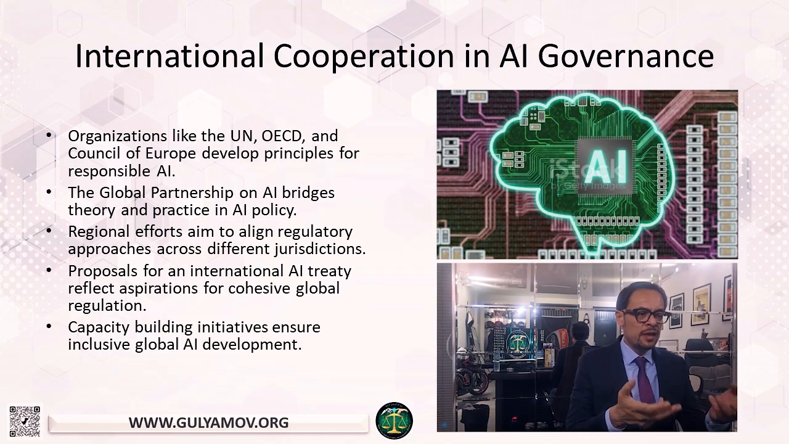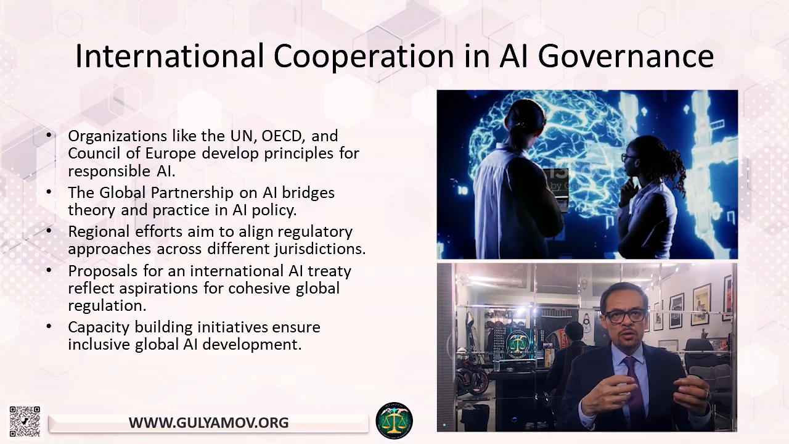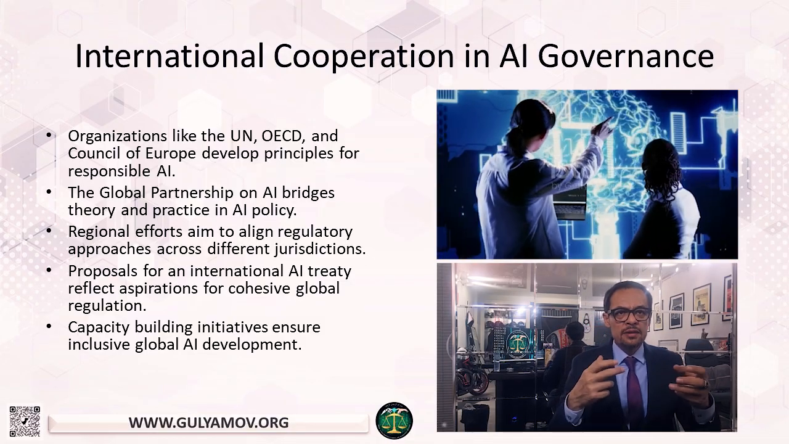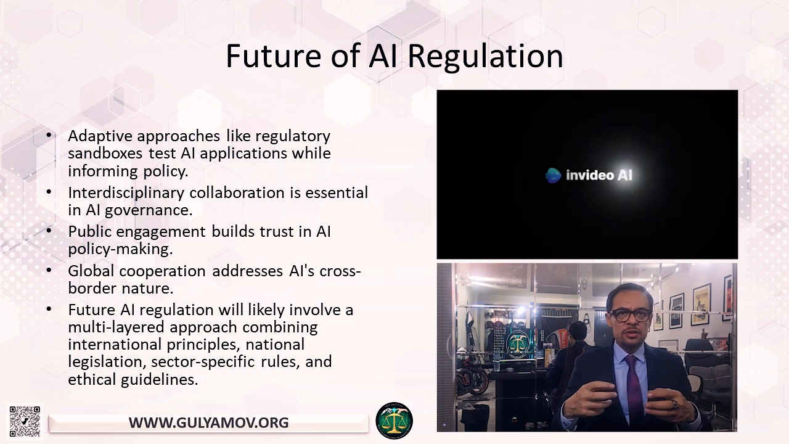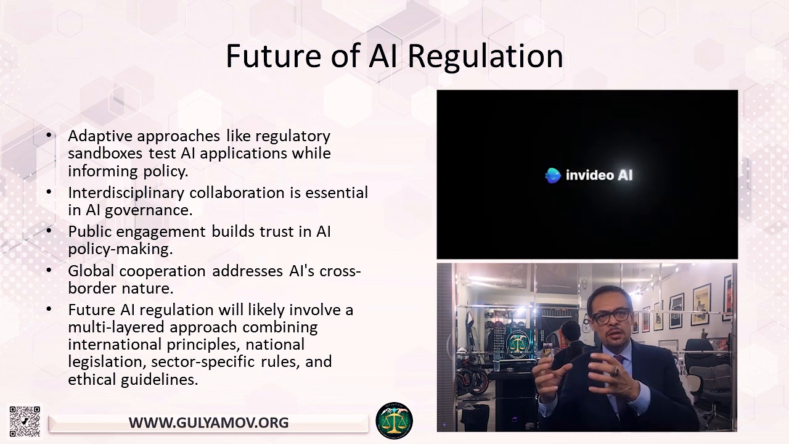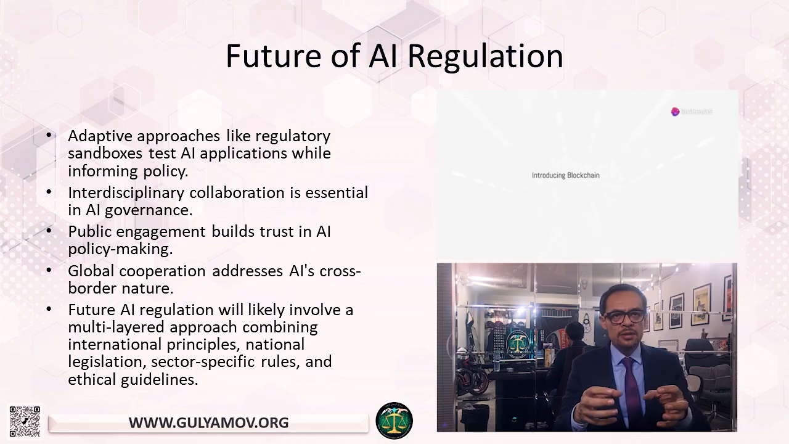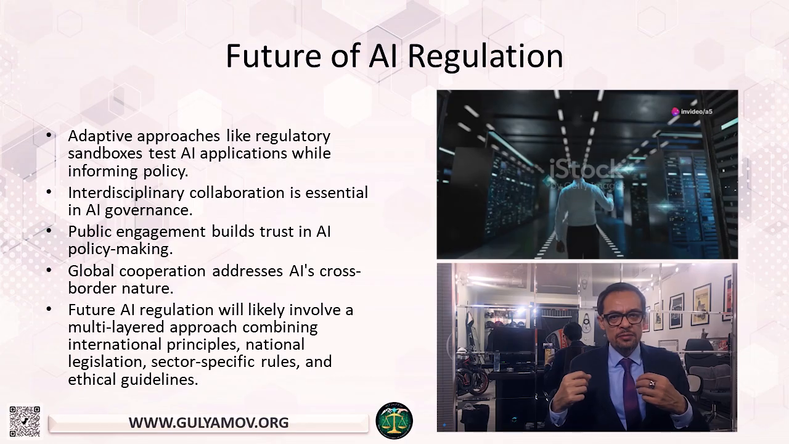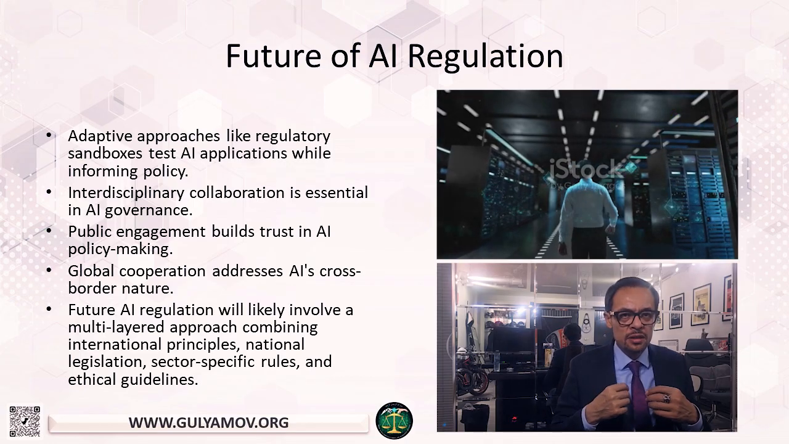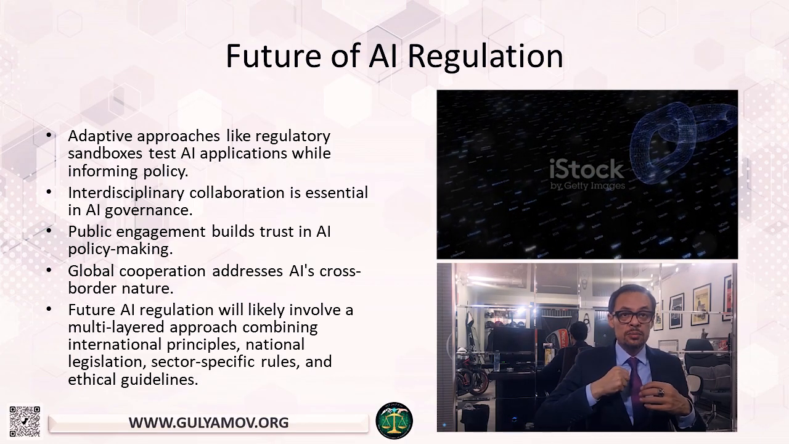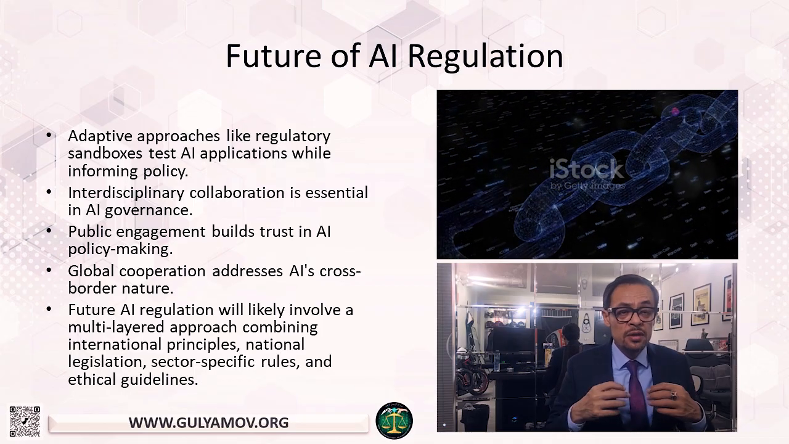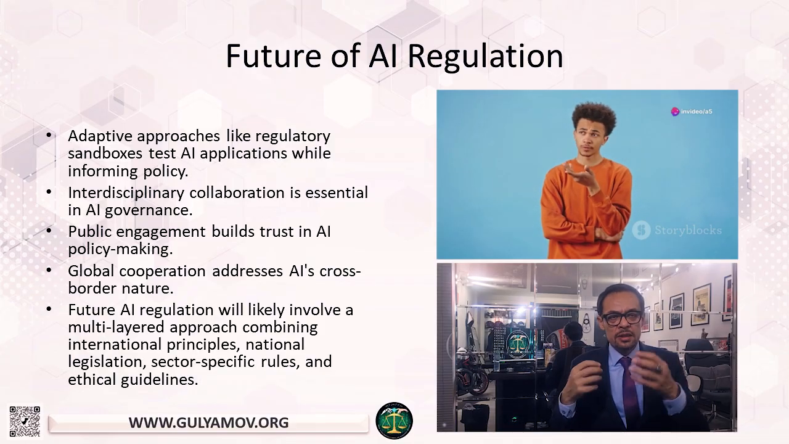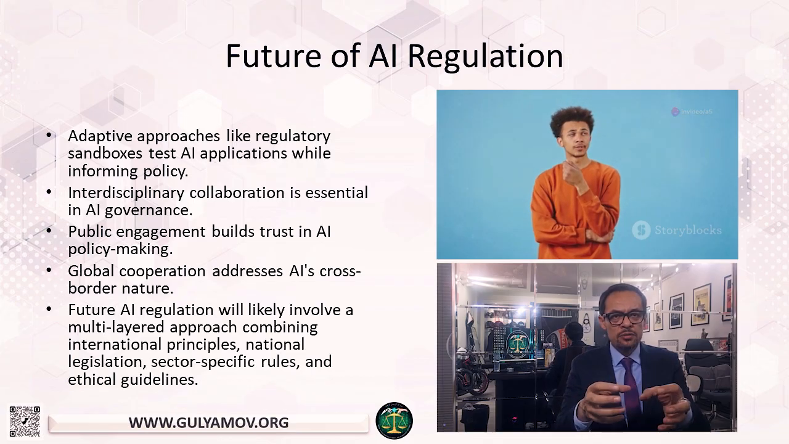Future of AI regulation. The future of AI regulation, as our final slide suggests, promises to be as dynamic and multifaceted as AI itself. Adaptive approaches like regulatory sandboxes offer innovative ways to test AI applications in controlled environments while informing policy development. The complexity of AI governance necessitates interdisciplinary collaboration, bringing together experts from technology, law, ethics, and social sciences. Public engagement emerges as a crucial element in building trust and legitimacy in AI policy making.